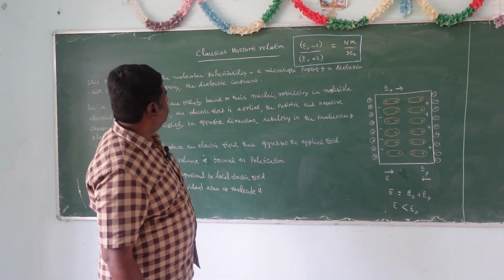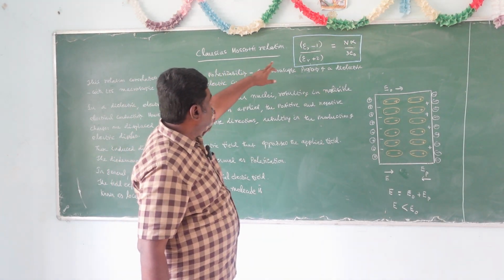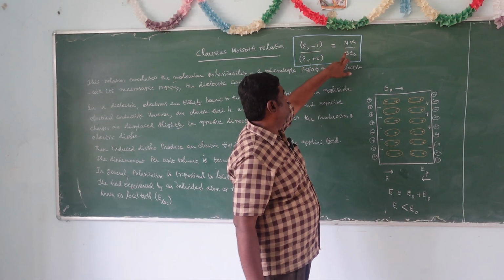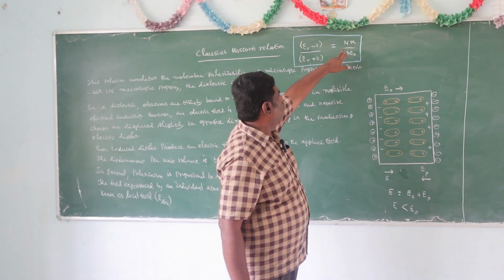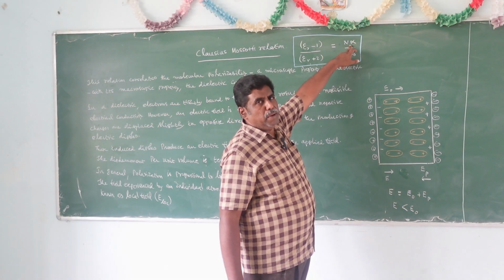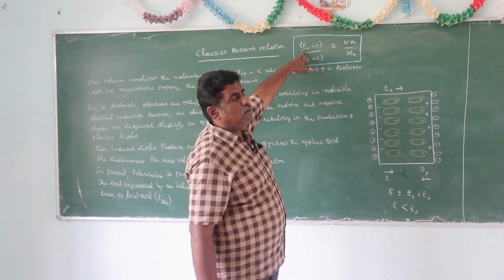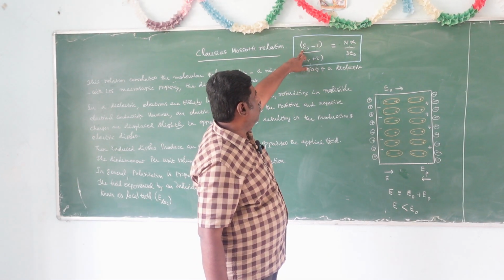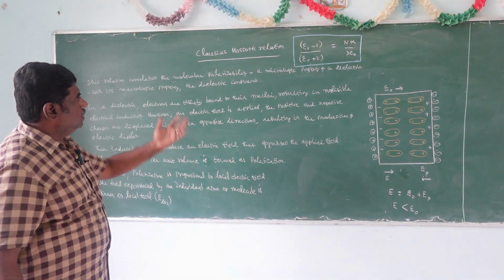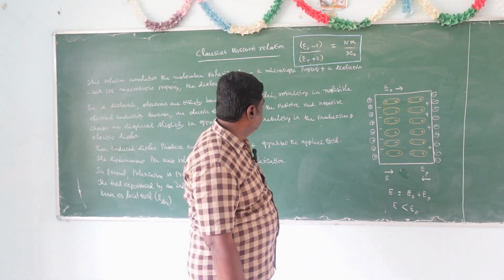In this video lecture, we have to derive the Clausius-Mossotti relation: (epsilon r minus 1) divided by (epsilon r plus 2) is equal to N alpha by 3 epsilon naught. Here alpha is the molecular polarizability, which is a microscopic property of a dielectric, whereas epsilon r is the dielectric constant of the material. This is our macroscopic property. To derive this relation, we should be familiar with the concept of a dielectric.